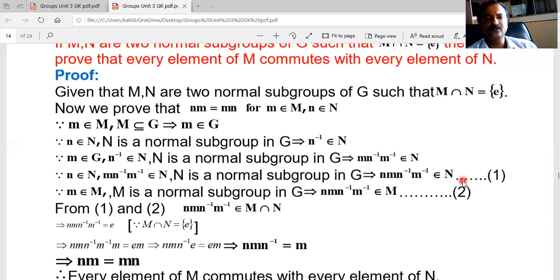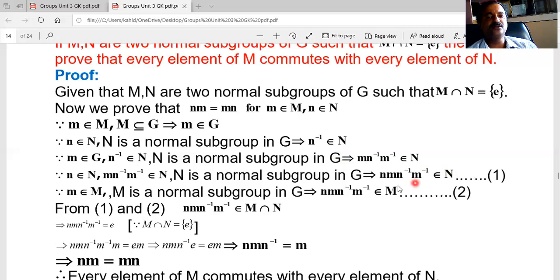Okay, right. Now I am writing that. Small m belongs to capital M, and M is a normal subgroup of G. Then what happens? n m n inverse m inverse belongs to M. Okay, students? Many of the students get doubt in this bit.